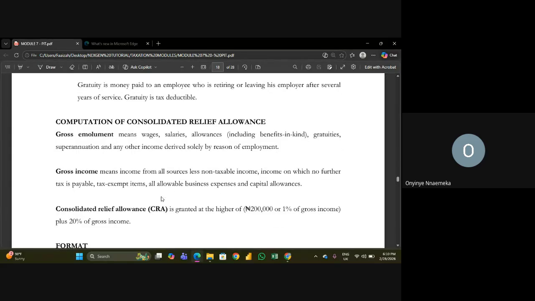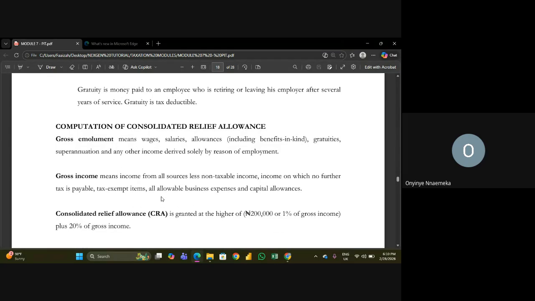Now, how do you calculate consolidated relief allowance? Remember that this Tax Reform Act has removed this CRA, but because your exam currently will be based on the previous rule, that's why we are still talking about CRA. Gross emolument. Gross emolument means salaries, wages, allowance, including benefits in kind, gratuity, superannuation, and other income derived solely by reason of employment. Gross income now, please see the difference between gross emolument and gross income.